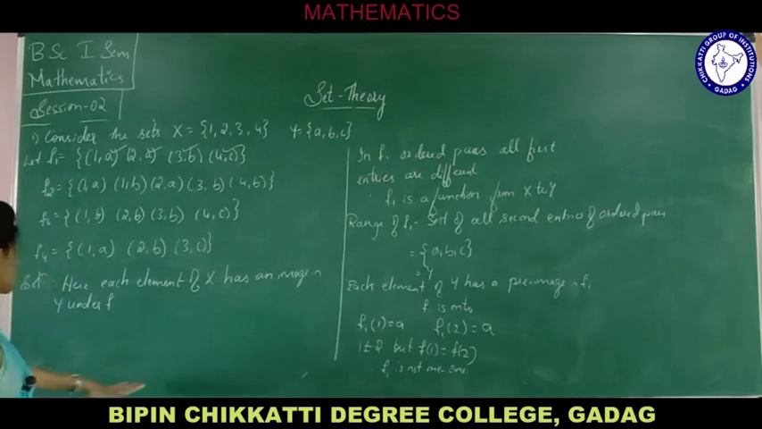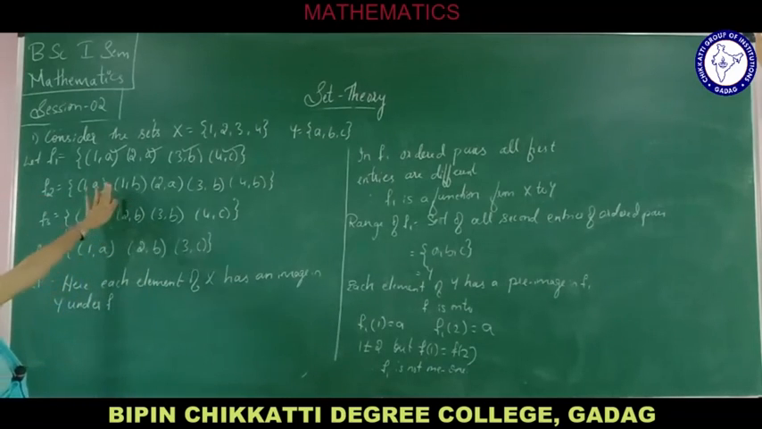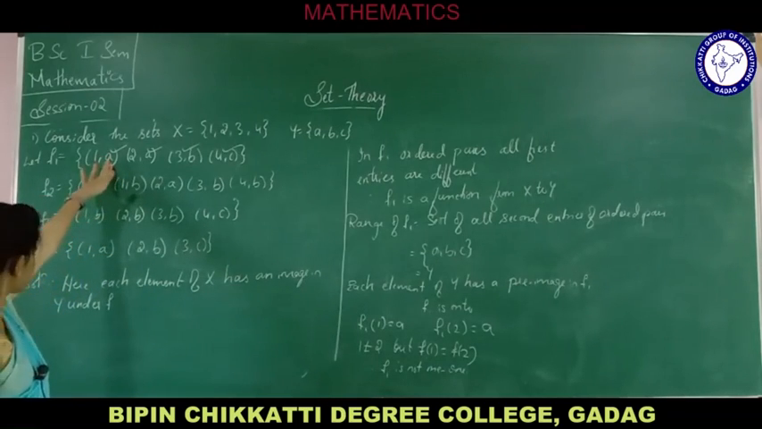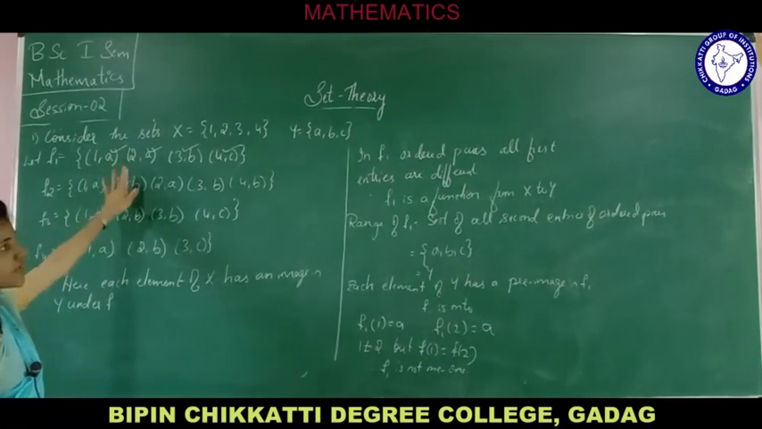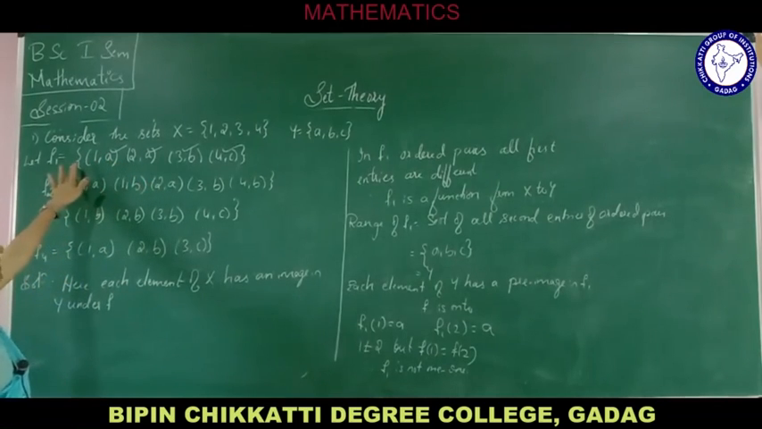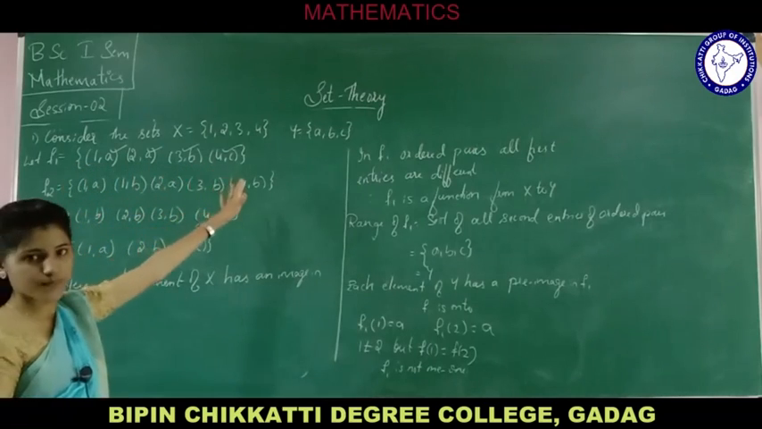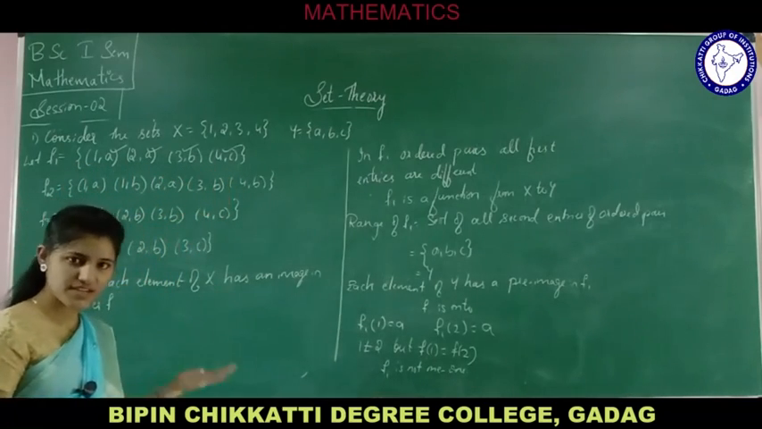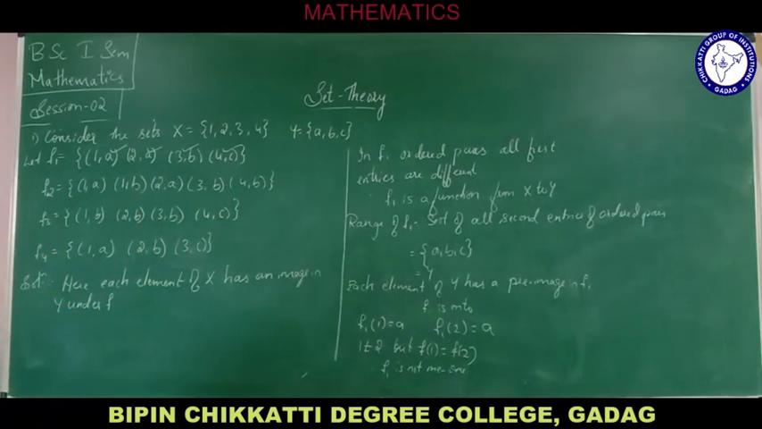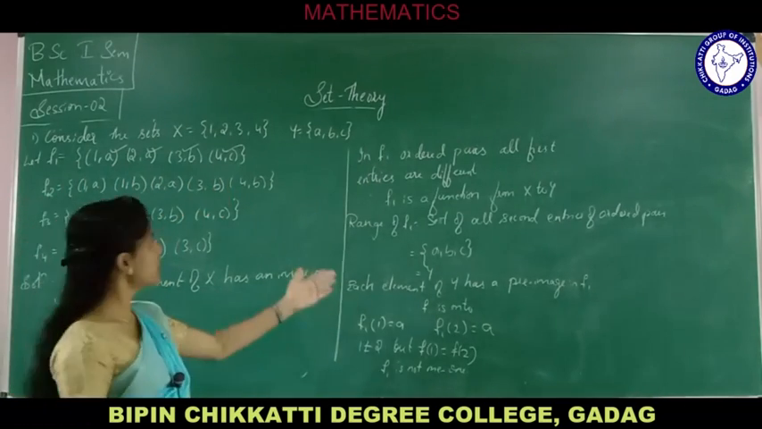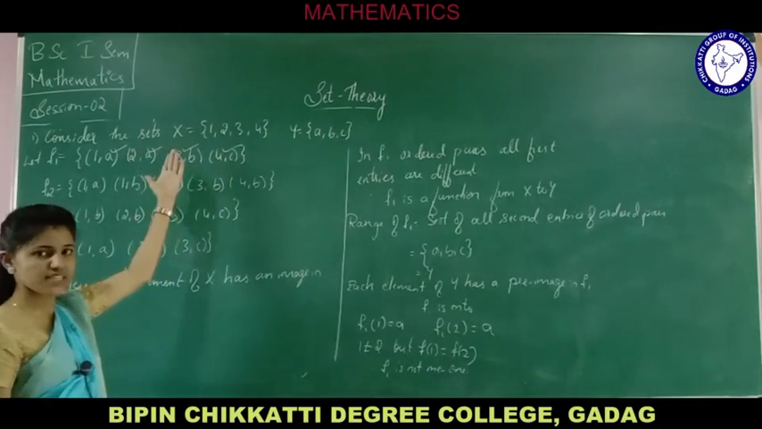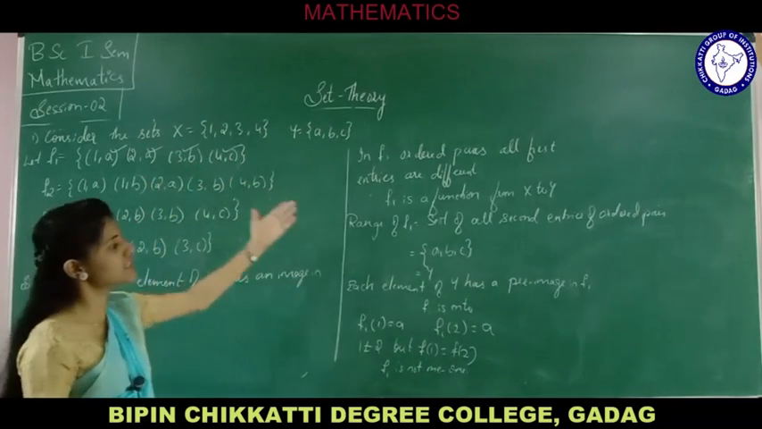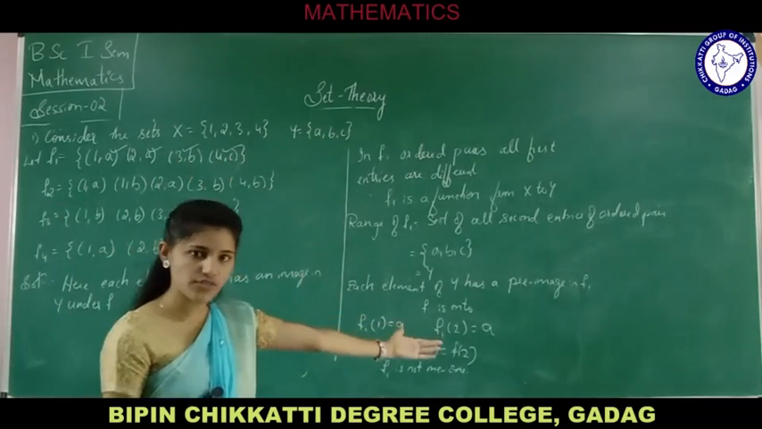What we had considered: each element of x has an image in y under f. So here in f1, in these ordered pairs, all the first entries were different. That is why we said f1 is a function. Later we considered the range of f1, which is equal to y. Each element of y has its pre-image in x. Therefore, we said that it is an onto function.